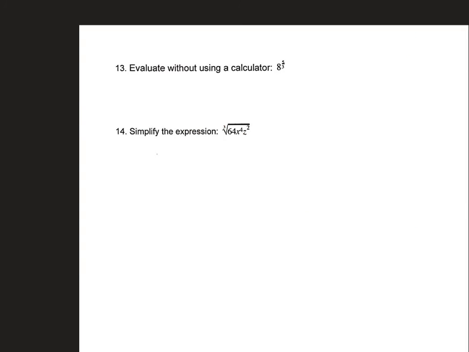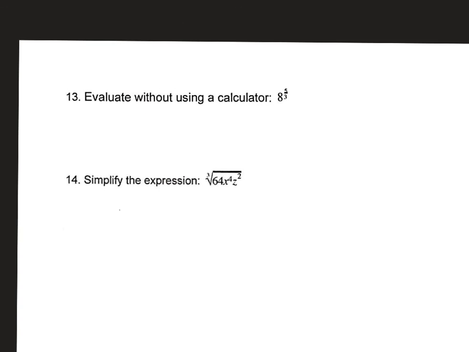Last page. 13 says graph without a calculator. It says 8 to the 5/3 power. Don't forget our gesture. Bottom is the root, top is the power. Bottom is the root, top is the power. So I'm going to do the bottom part first. I'm taking the cube root of 8. The cube root of 8 is 2. That still has the 5th power because the top is the power. 2 to the 5th power is 32. Got it. All you need right there, 32.